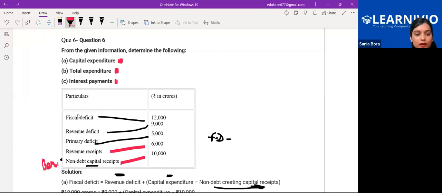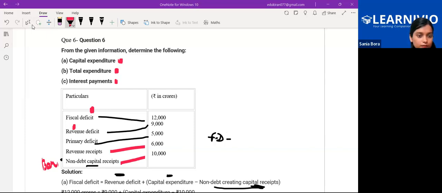So in case fiscal deficit is given, yes. Revenue deficit is also given, right? Then capital expenditure is not given to you, but can you find it? Can you see the formula here? Fiscal deficit equals revenue deficit plus this. Now find it. One thing is missing, find the other.